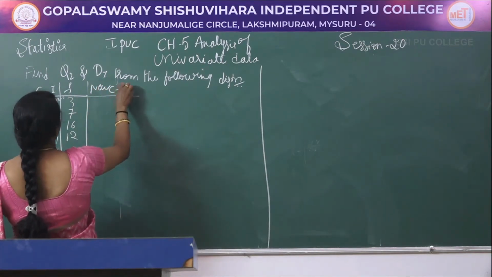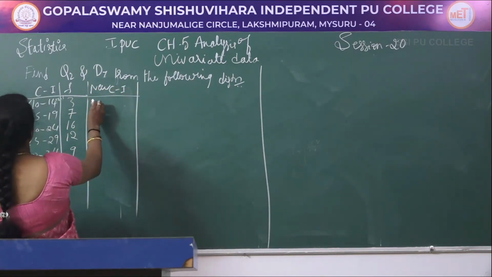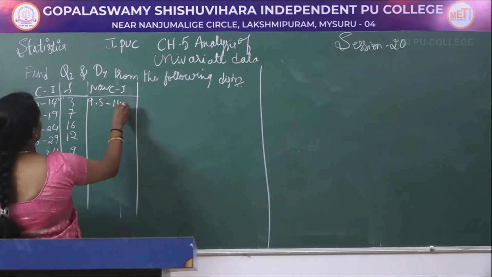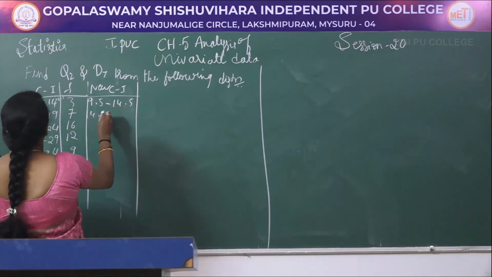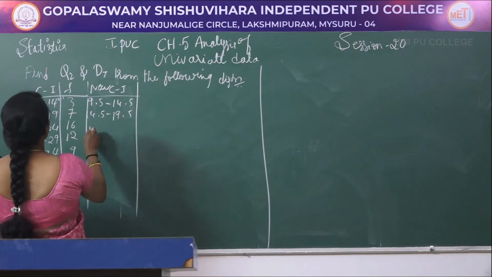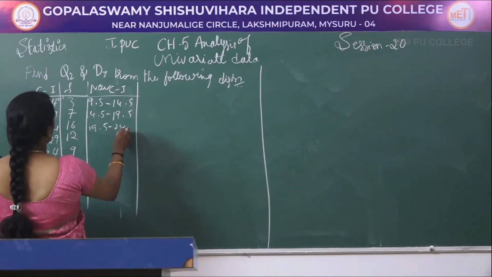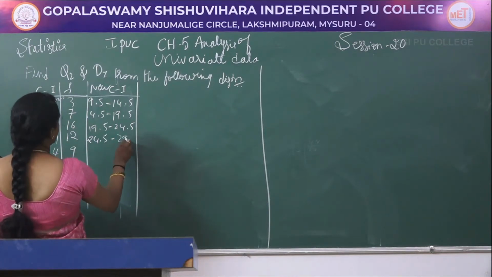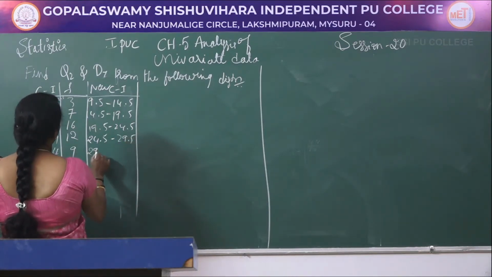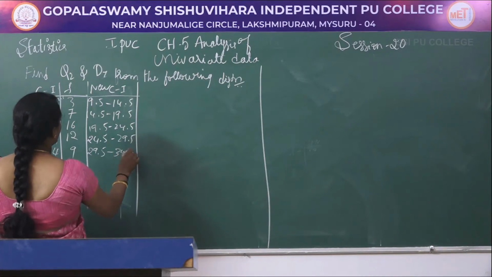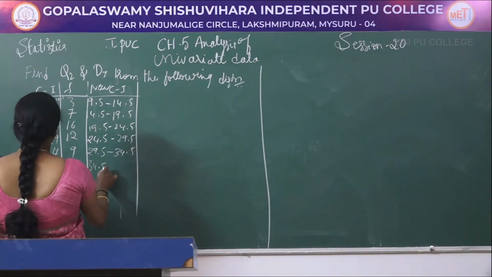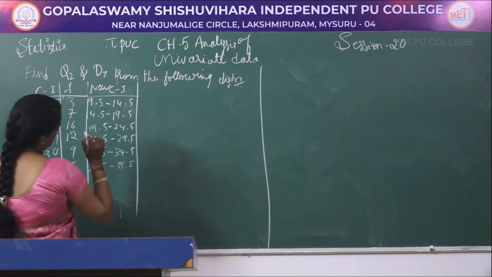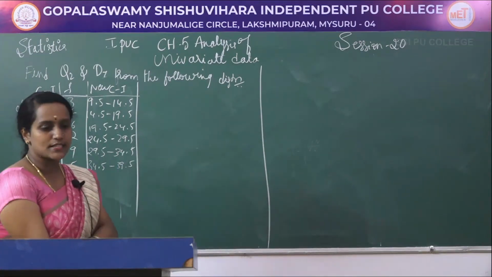New class interval I am writing, that is 9.5 to 14.5, 14.5 to 19.5, 19.5 to 24.5, 24.5 to 29.5, 29.5 to 34.5, 34.5 to 39.5. So this is our new class interval.